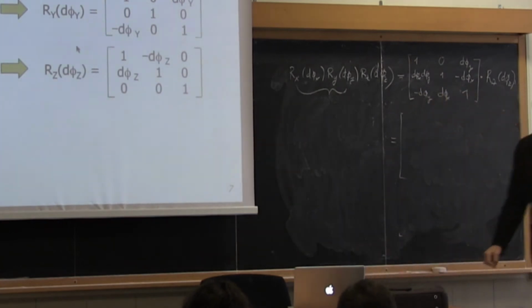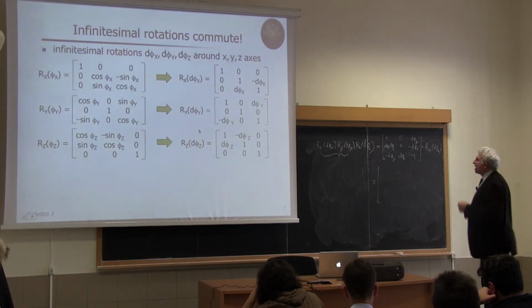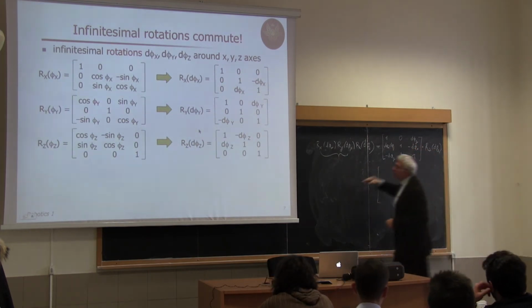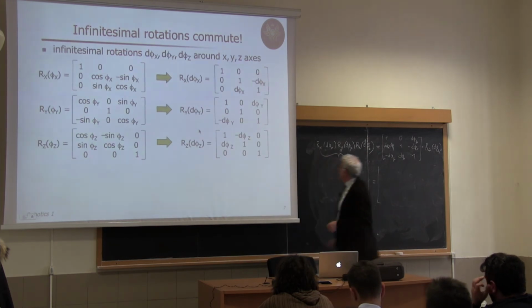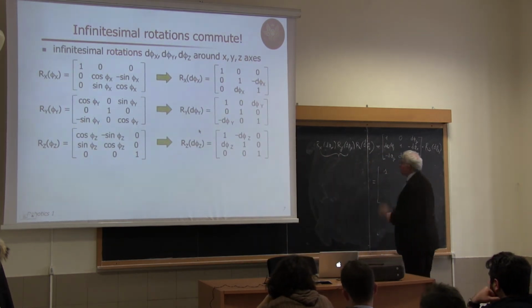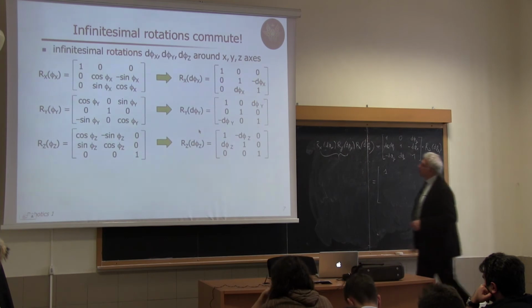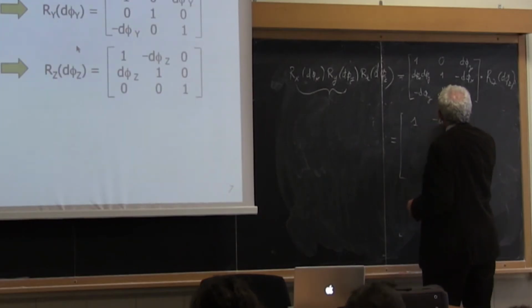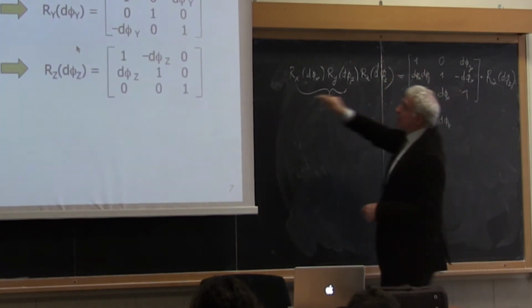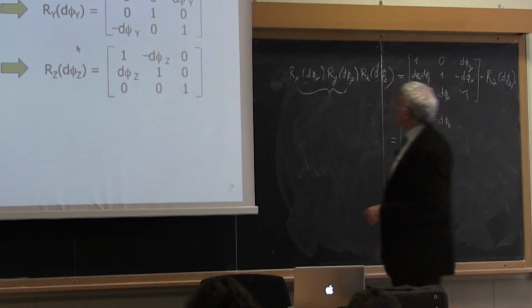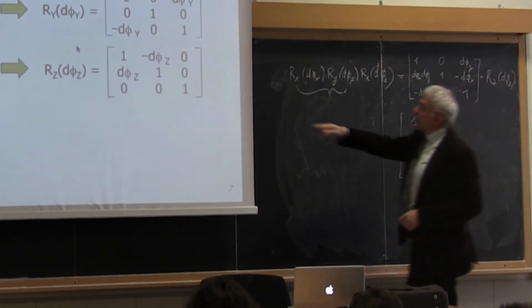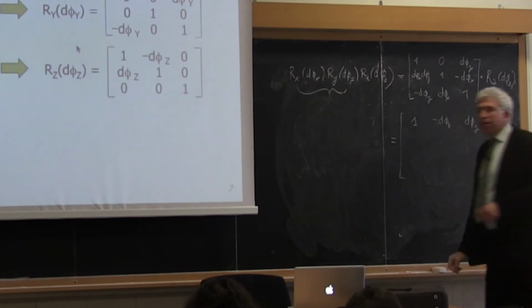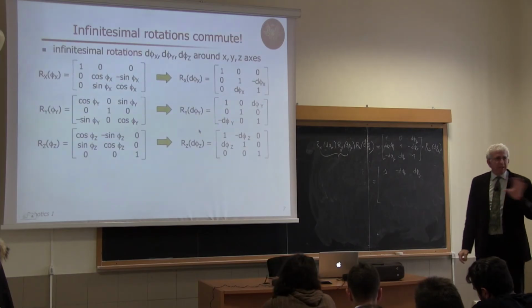And we got the final result. Okay? So let's do it. Now, first row times first column gives a 1. First row times the second column gives a minus d phi z. So this one takes this one and the other is 0. And then first row times the last column gives a d phi y. Well, pretty good, huh? Very simple.